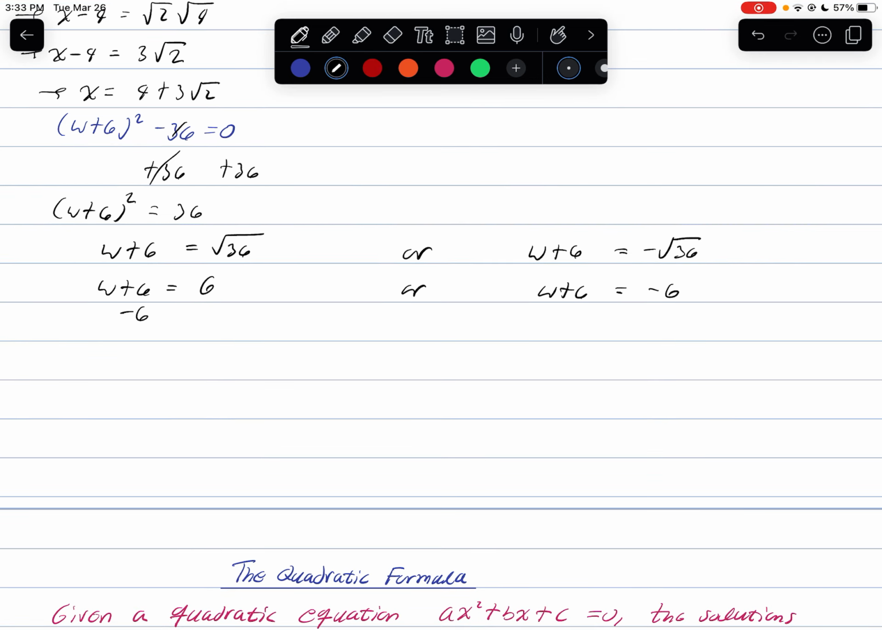So we can solve these pretty quickly. We can take 6 away from both sides, and we get w equals 0. Or if we take 6 away here, we get that w equals negative 12. These are your two solutions here.